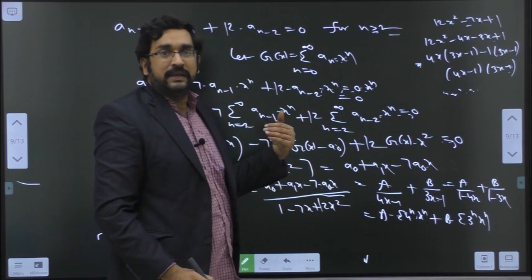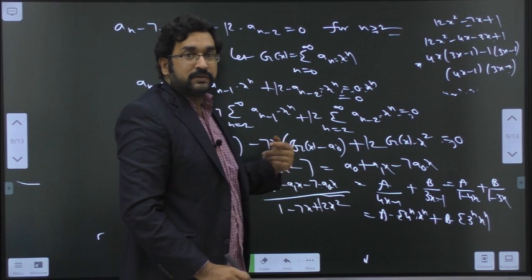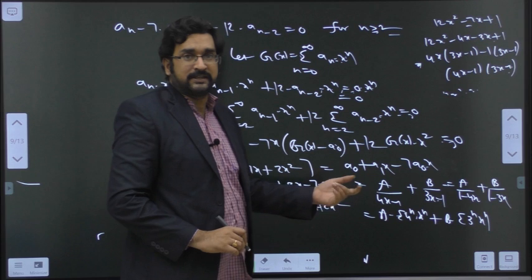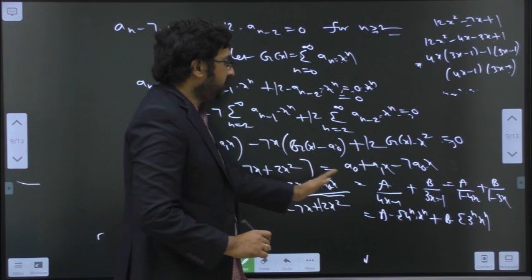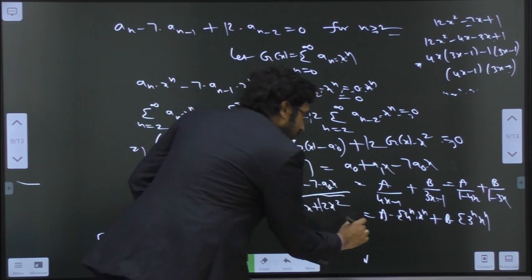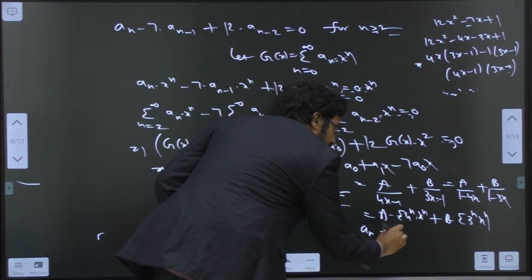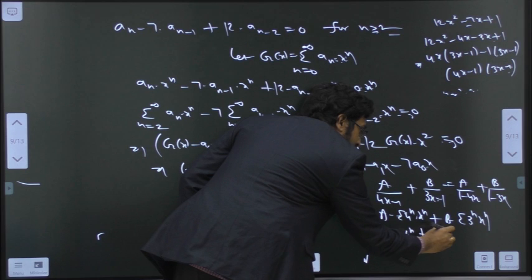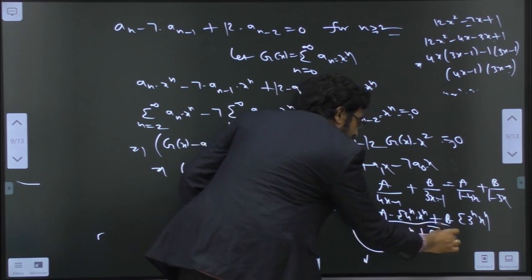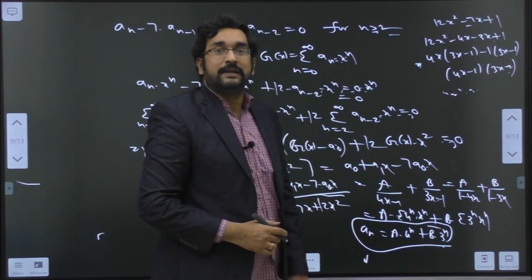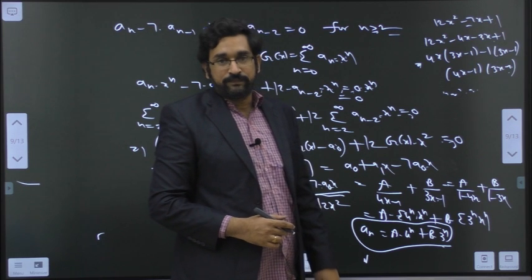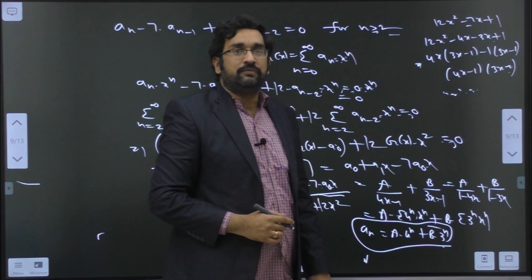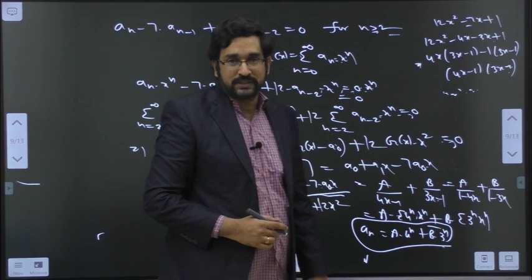So all these things is equivalent to g of x. So what is g of x? Sigma n equal to 0 to infinity a n x power n. So comparing both sides, we will get a n equal a into 4 power n plus b into 3 power n. That is the solution for the given recurrence relation. So in this way, using generating functions also, we can solve linear recurrence relations.